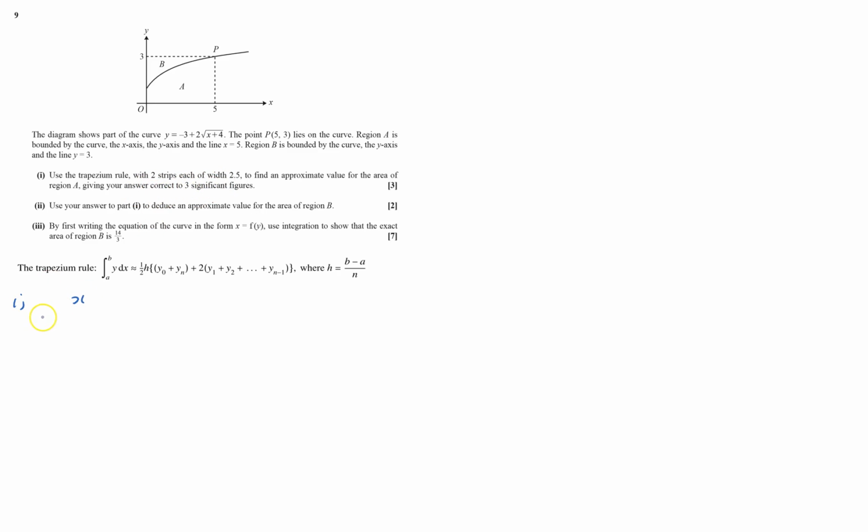So I've got my x values. So I'm going to have two strips, so it'll be x0, x1, and x2. And that'll be 0 the first one, and halfway through will be 2.5. It says it's width 2.5, and the last one will be 5.